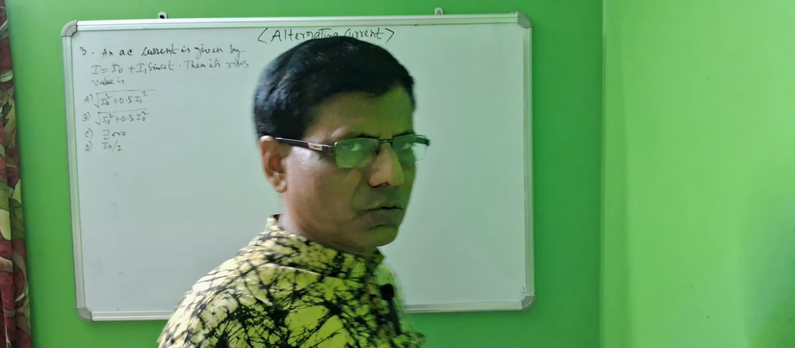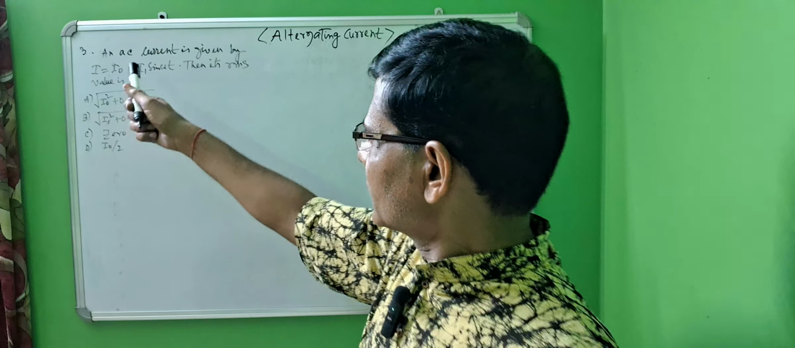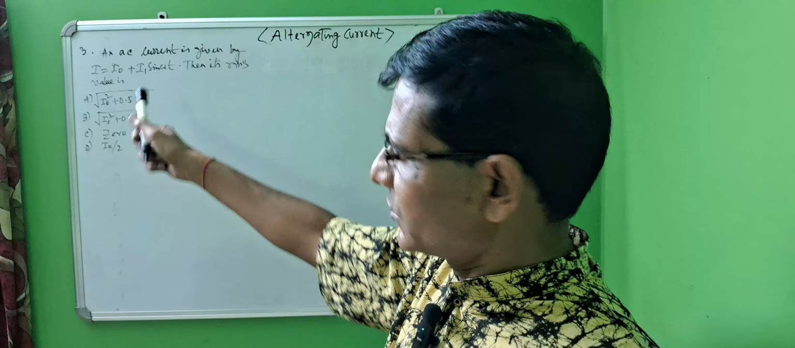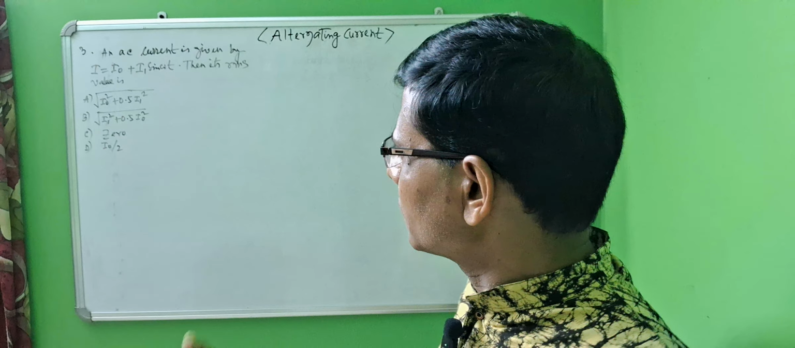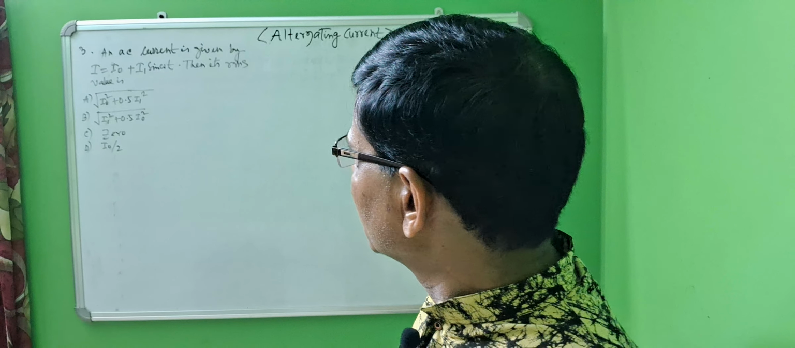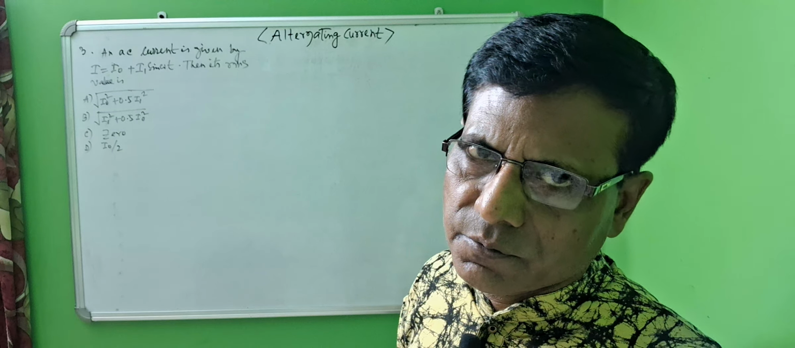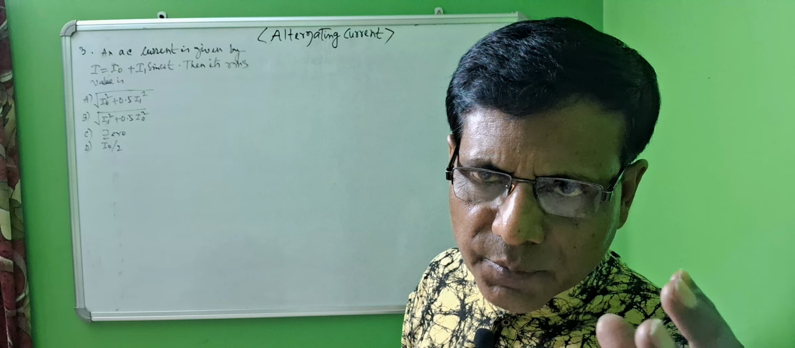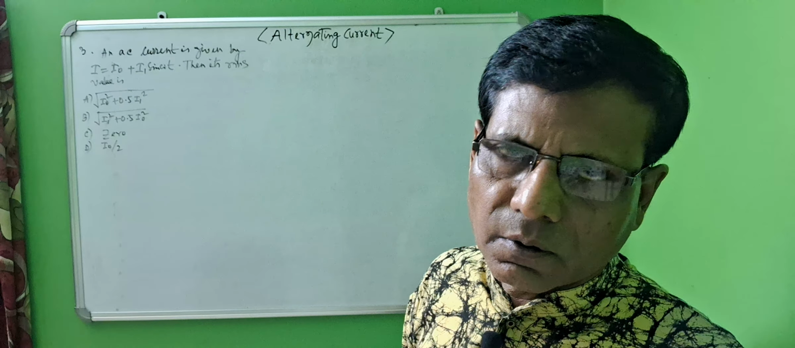The number 3 problem says an AC current is given by I equals I0 plus I1 sine omega t. Then its RMS value is this. It's a mere mathematical calculation only.